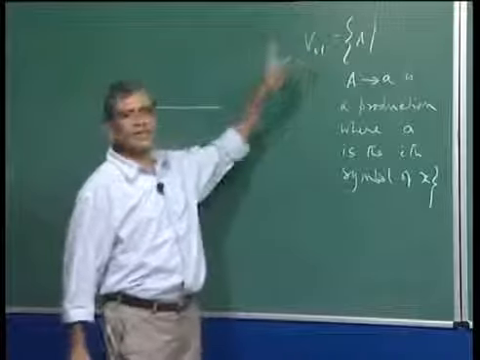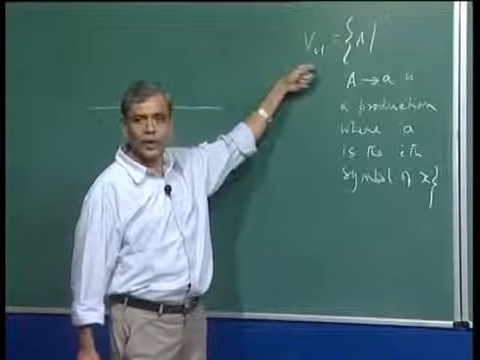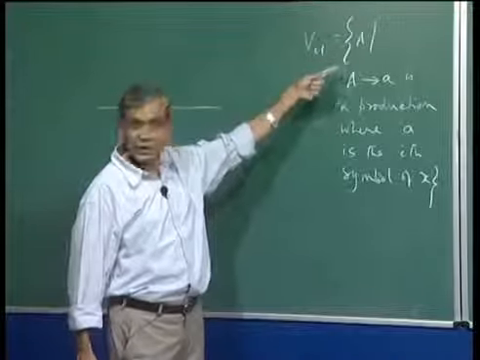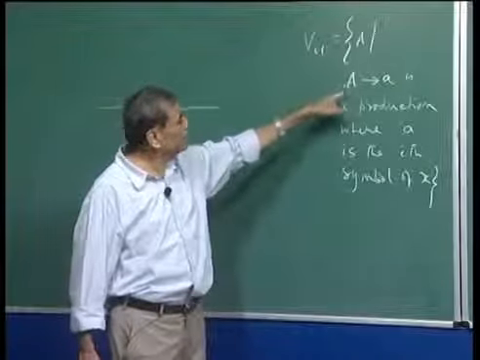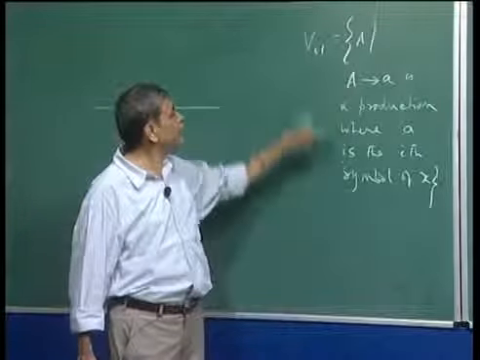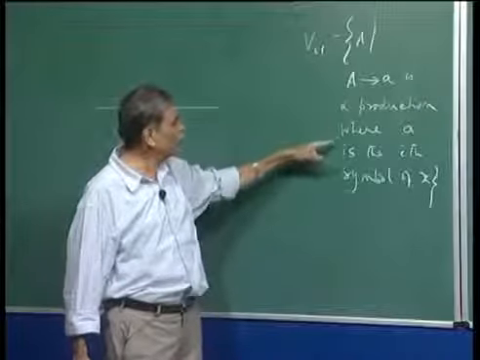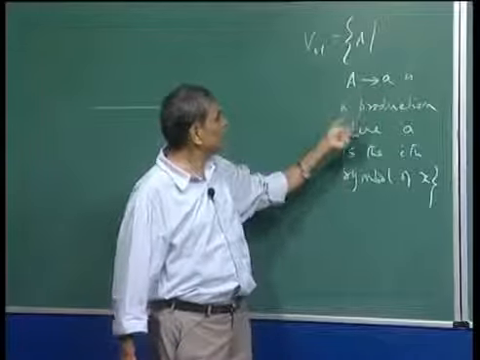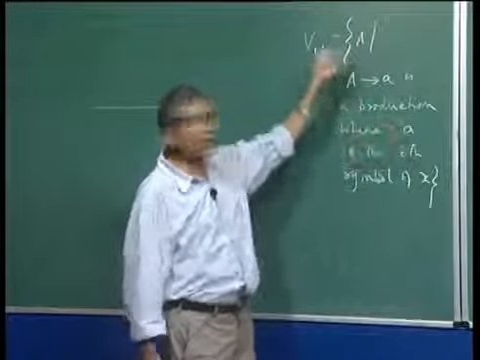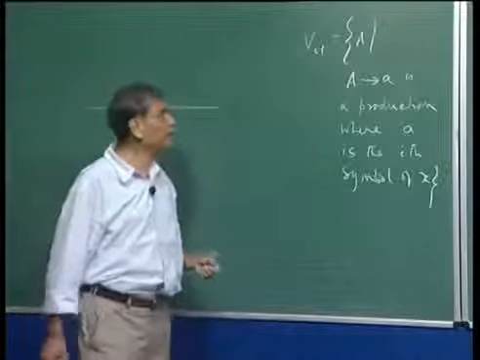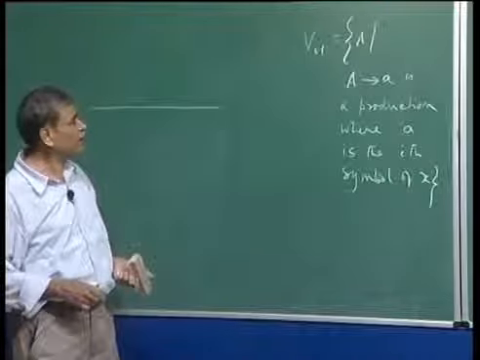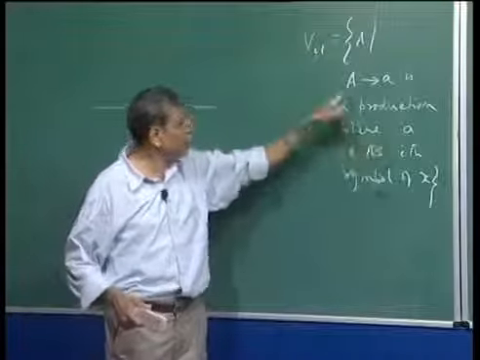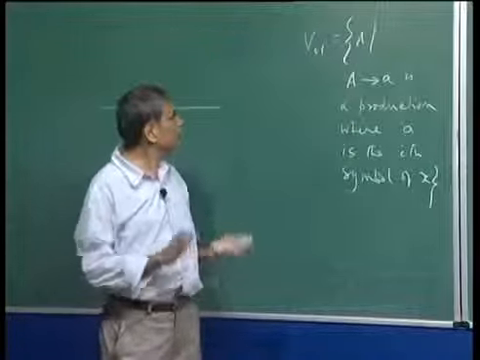Because Vi1 is basically a string of length 1, and a string of length 1 can be generated by some non-terminals directly using the production, and so we are saying Vi1 is essentially all those non-terminals A such that A goes to a is a production where this a is that substring of length 1 at position i, right? You know i, so therefore you know what is a, so you can just pick up this.